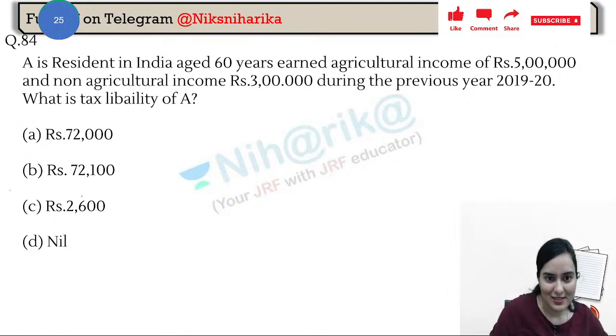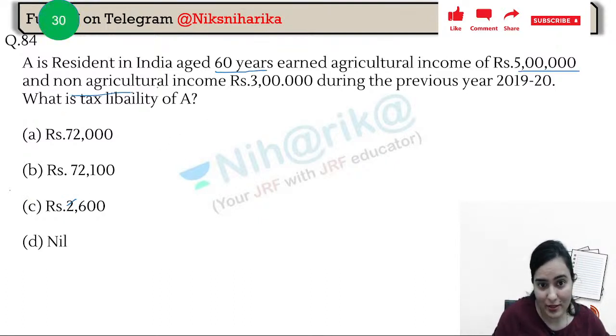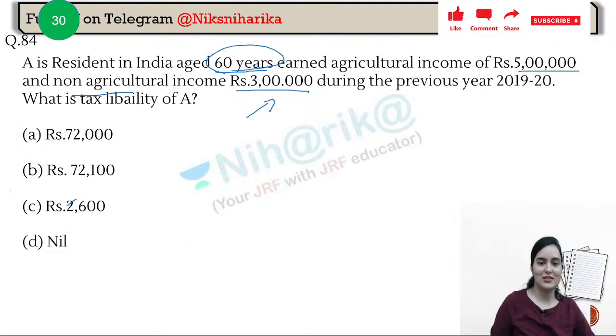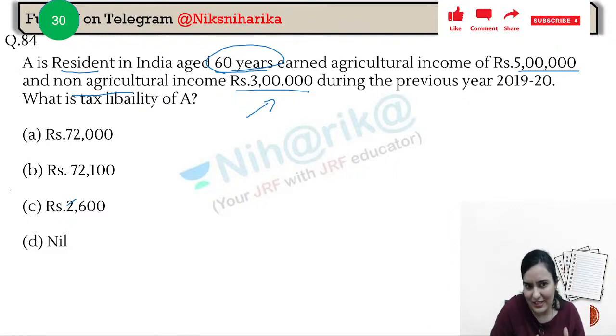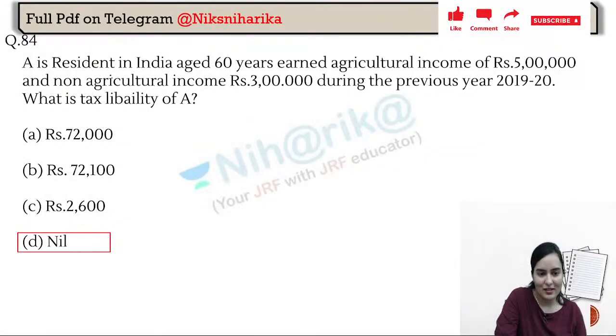Now, A is a resident in India aged 60 years, earned agriculture income of 5 lakh and non-agriculture income as 3 lakh. Agricultural income will be exempt from tax, isn't it? And non-agricultural income up to 3 lakh for 60 years, it is not even taxable to that resident person. So the answer is pretty simple. Do not calculate, and we will have the happy ending.